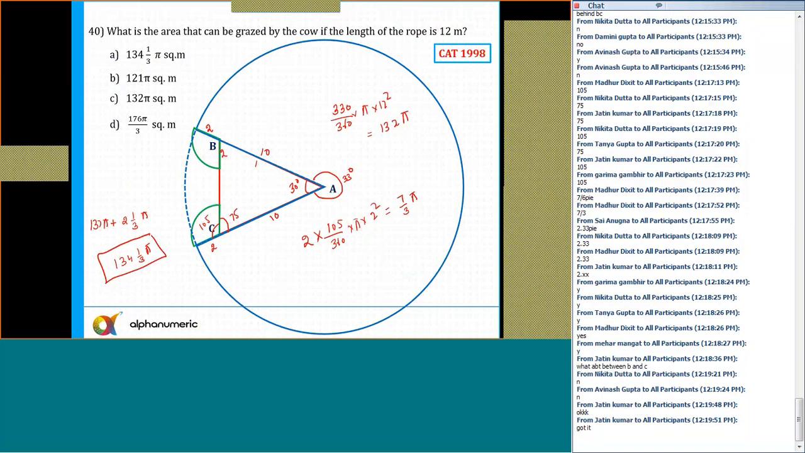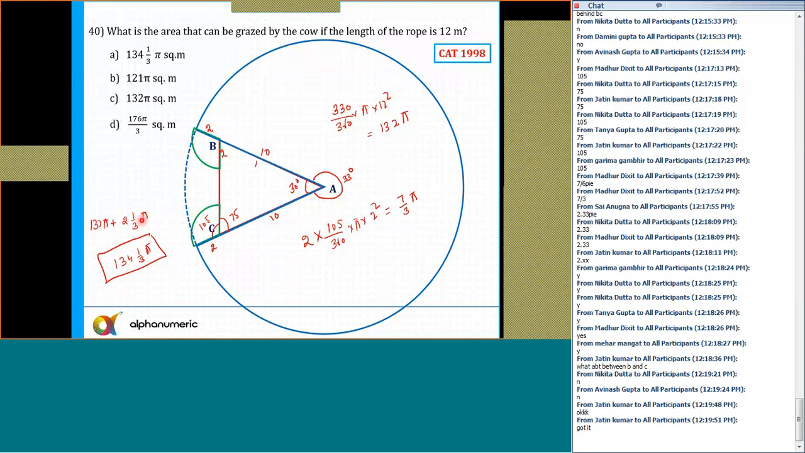A to B is 10, and then 10 plus 2, that is 12. So it can reach a maximum of 10 plus 2, not beyond that. So I hope that now it is clear to all of you. Can we move to the next slide?